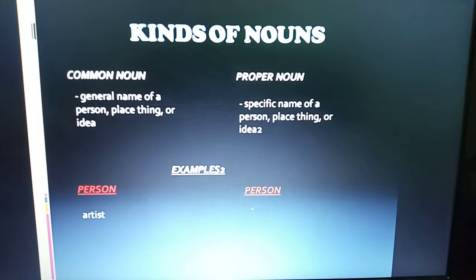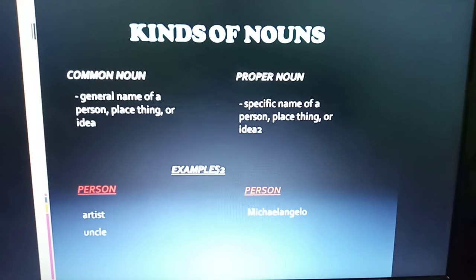What could be the specific name of an artist? We have Michelangelo. So, Michelangelo is an artist, right? So, that's the specific name of an artist, meaning to say, we know who the person we are talking about is. Kapag common noun, hindi natin alam kung sino yung tinutukoy natin kasi general name. Pero pag proper noun, alam natin kung sino yung taong tinutukoy natin. Kung alam natin kung anong bagay yung tinutukoy natin, yan yung proper noun.